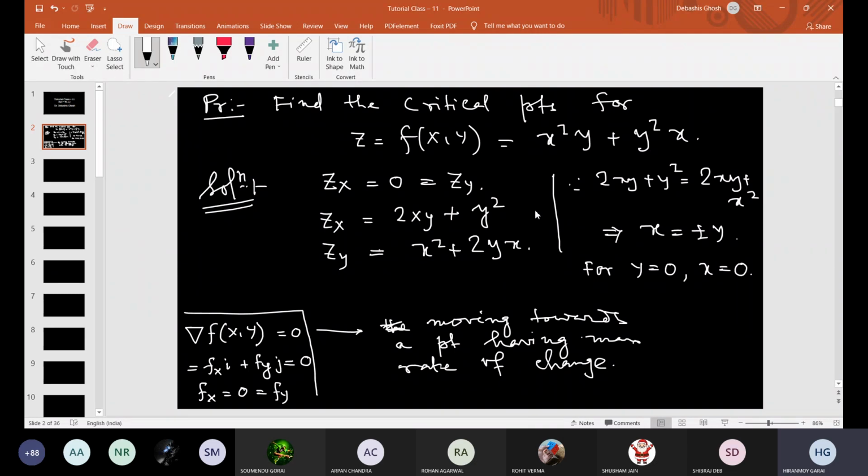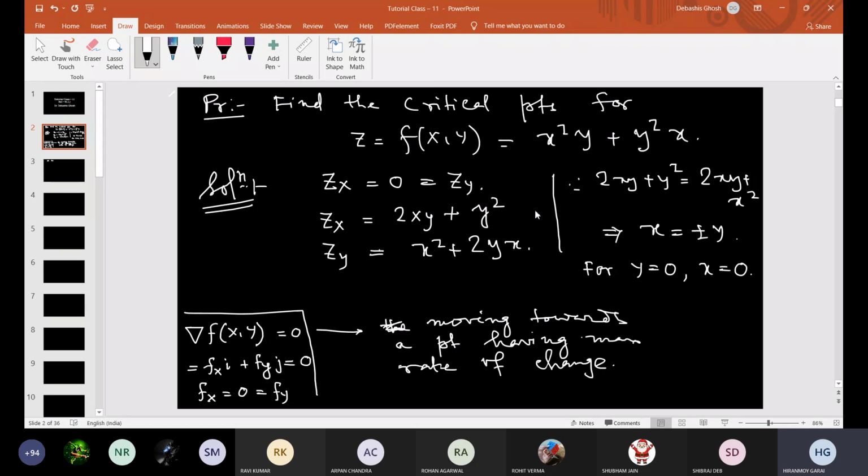Therefore all the critical points are lying on x equals plus or minus y. Sir, plus or minus? Yes, y squared equals x squared, so x equals plus or minus y. Okay, sir.